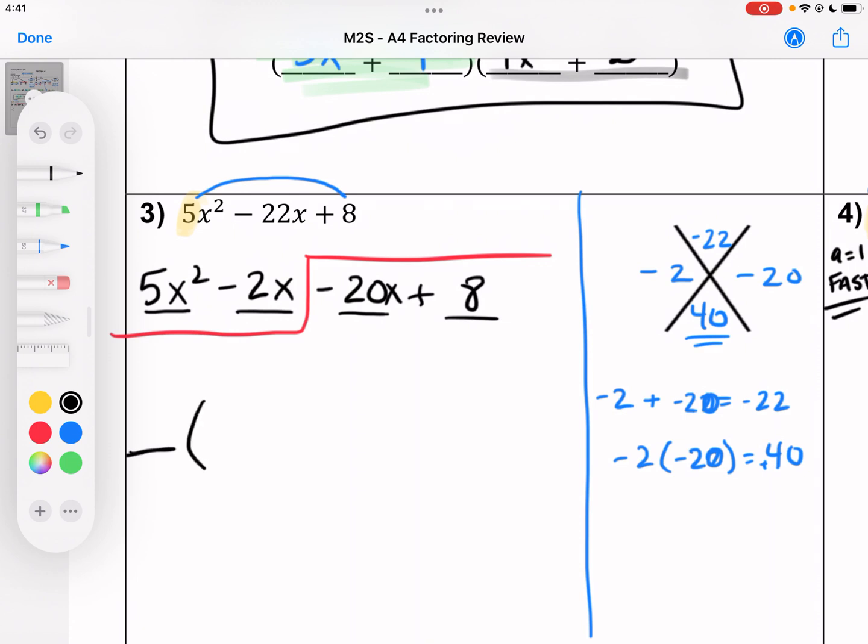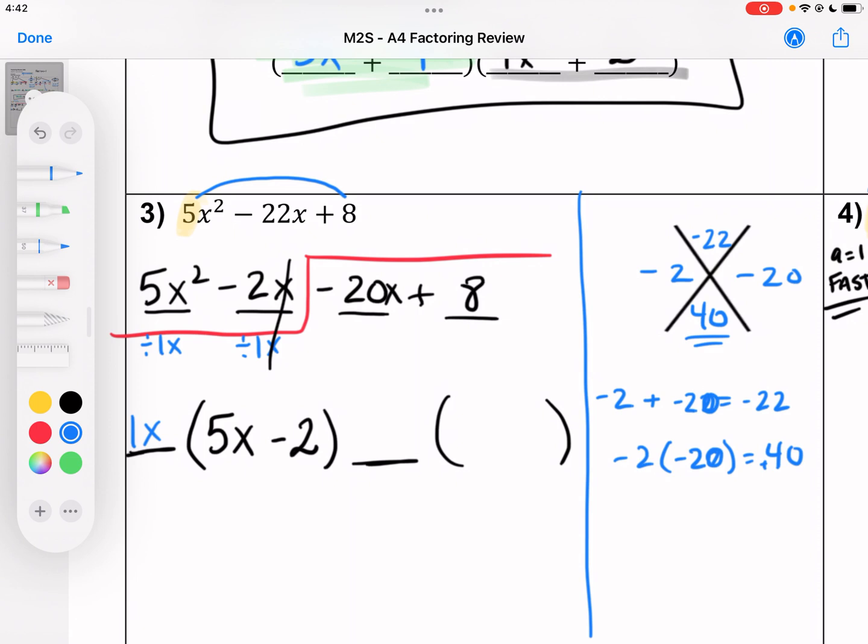Okay, time to find out what we're going to be dividing things by. So for the first pair, you'll divide them both by the greatest common factor. So 5 and 2, the biggest number that goes into both of those is 1, and they both also have an x. So do 1x. Okay, so 5x squared divided by 1x is 5x. -2x divided by 1x, the x's cancel, and you get -2. -2 divided by 1 is -2.